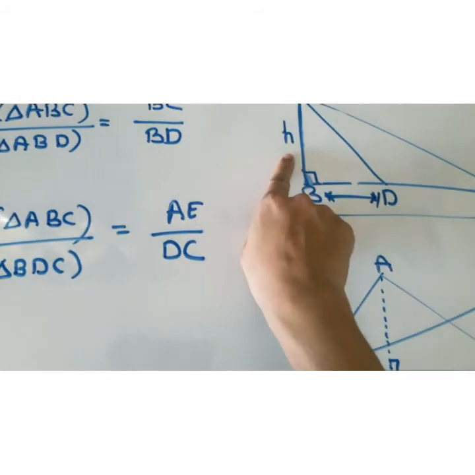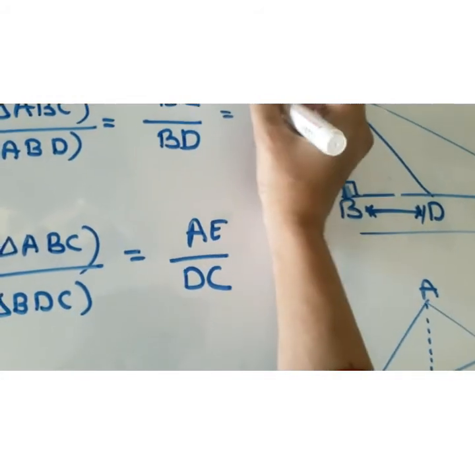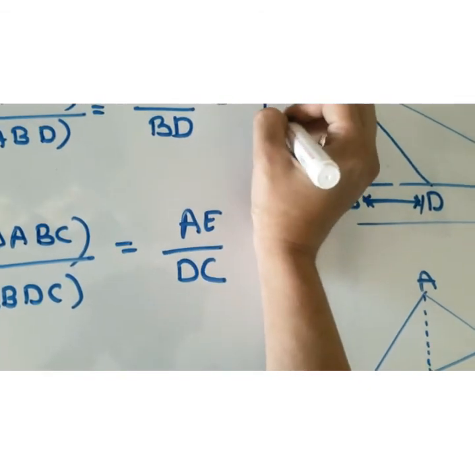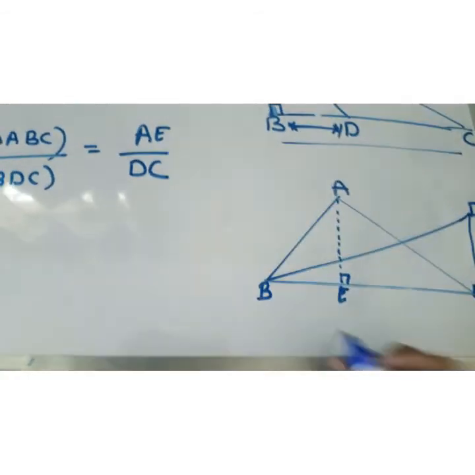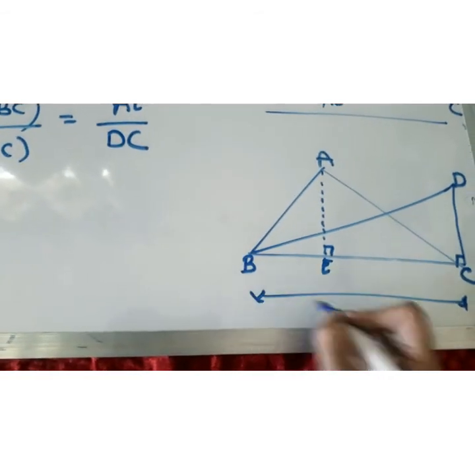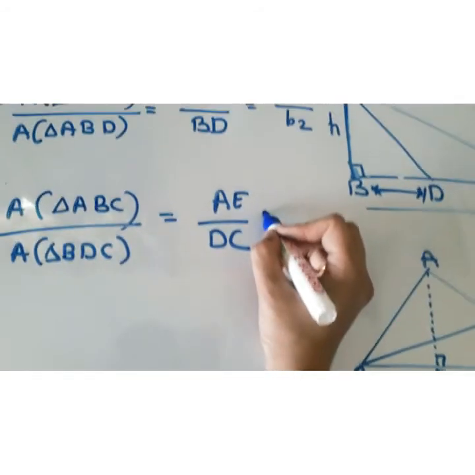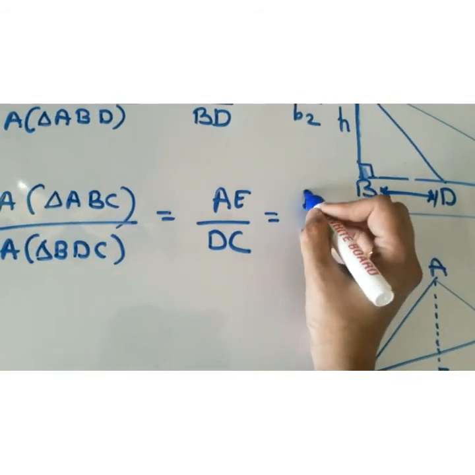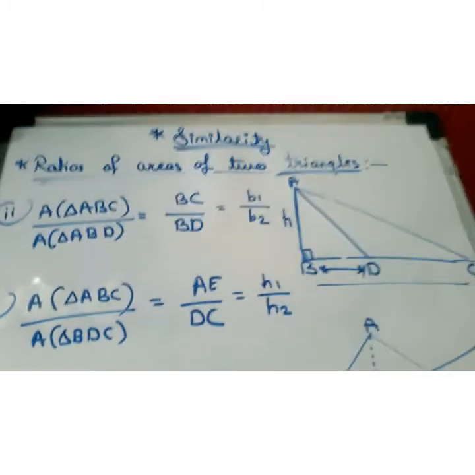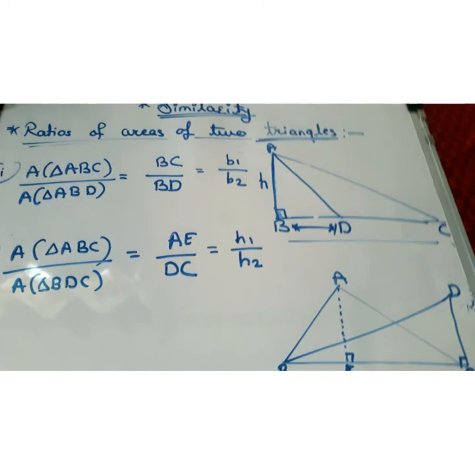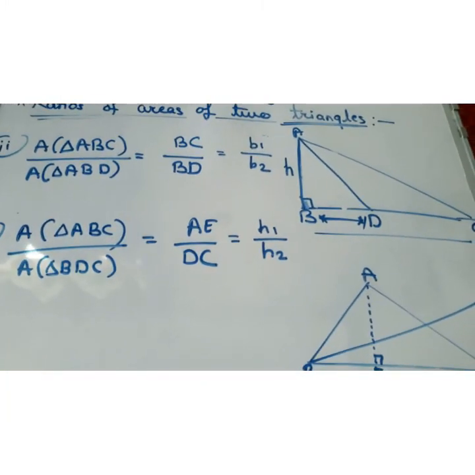If the height is the same, then it is the ratio of their bases. If the base is the same, this being the base of these two triangles, then it is the ratio of their corresponding heights, height 1 and height 2. So it is easy, just go through it. We have to use this in proving some theorems. So best of luck.